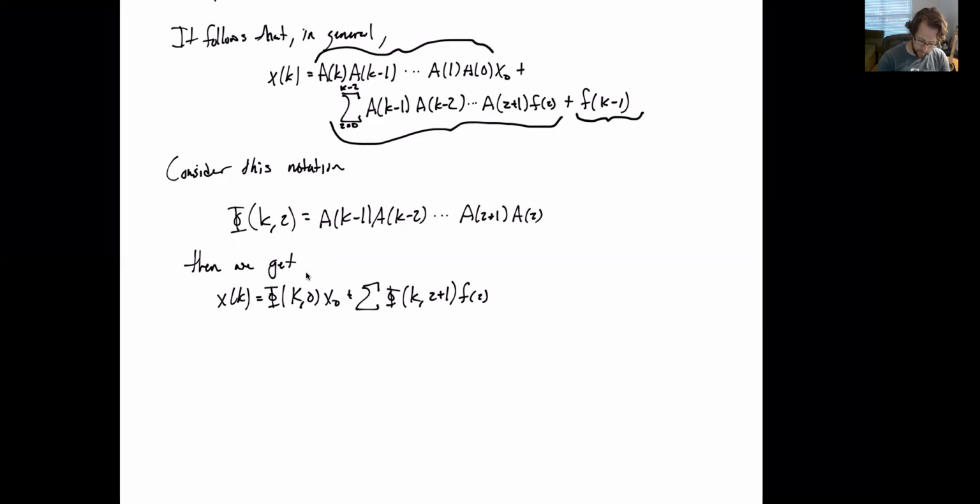Phi of k and tau plus 1 times the forcing function at time tau. This will be taken from tau equal to 0 to k minus 1. Great. So as you can naturally see, we're going to call this phi. Got a guess? State transition matrix. That's right.